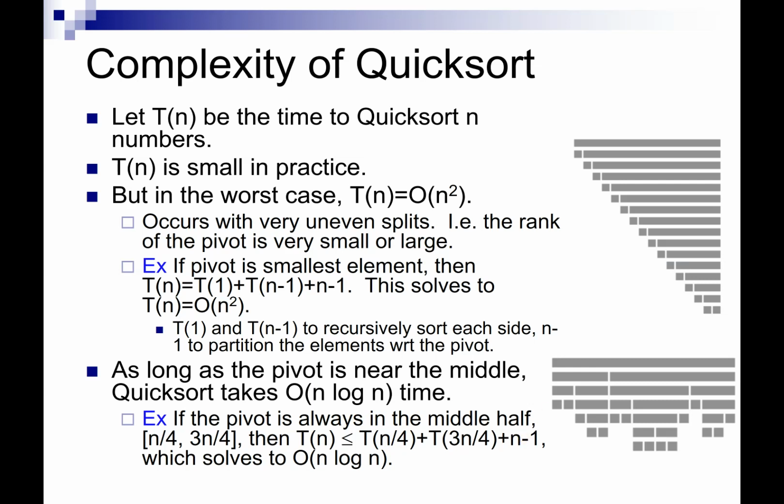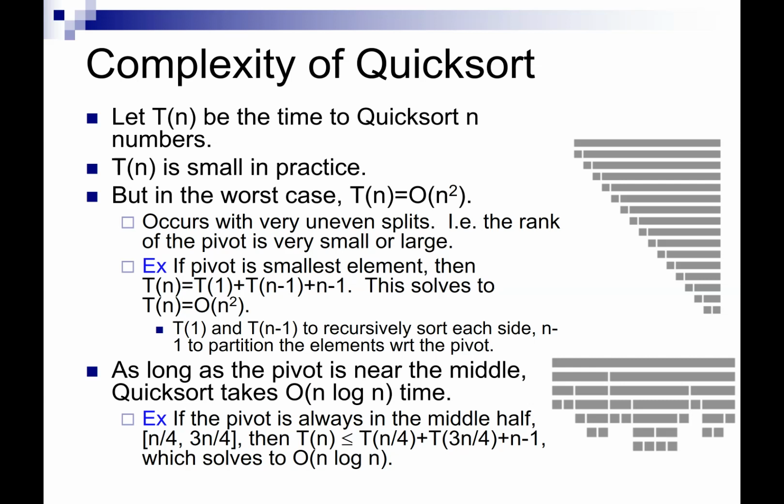And if you have this expression and you solve it, this is going to solve to n log n. So this shows that if we can somehow implement quicksort so that the pivot is always near the middle, or usually near the middle, then we're going to get this good performance. But then how do we ensure that the pivot is near the middle?